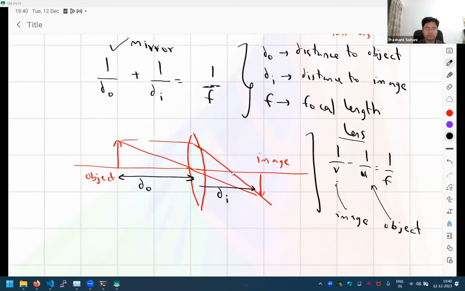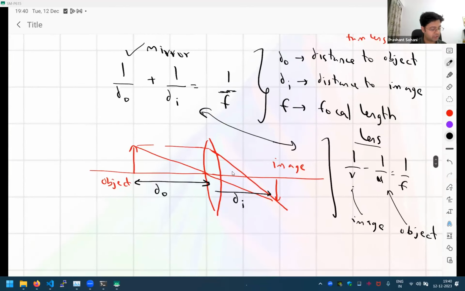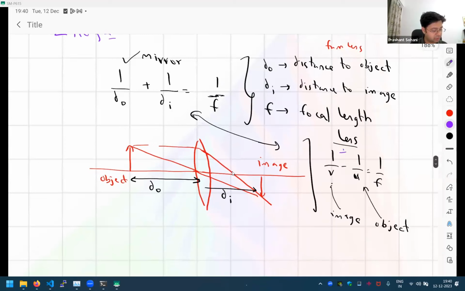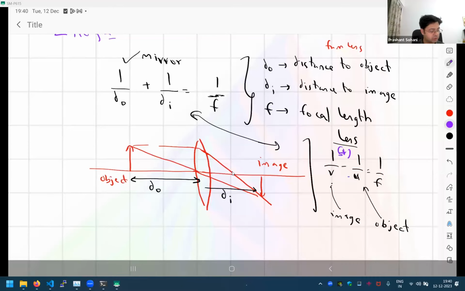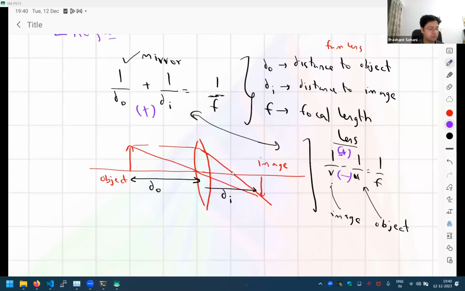See, I don't know about this formula. I will have to check why this formula is given. If you think about it, the only difference between this formula and this formula is just the sign. If instead of minus 1 by u it was plus 1 by u, it would become this formula. You have taken it minus here, and I have taken it plus over here. That is the only difference actually.